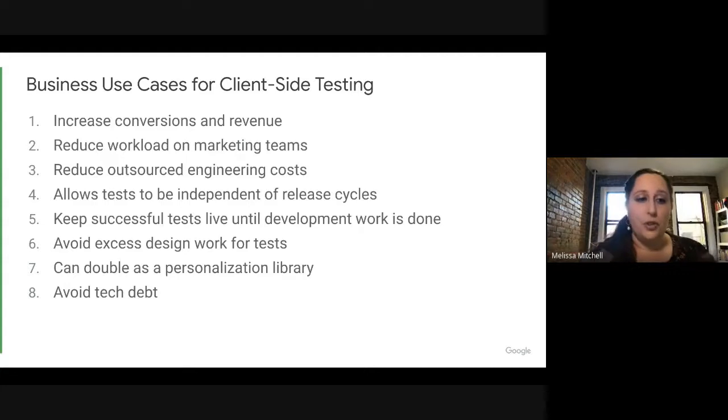Number 4 is super important. It allows tests to be independent of release cycles. This is critical for the business side because most companies can be fairly slow with their release cycles. Lucky if we see every 2 weeks, every 2 months is not uncommon. And that's just not agile enough if a CEO comes down and says, I want to change X tomorrow.